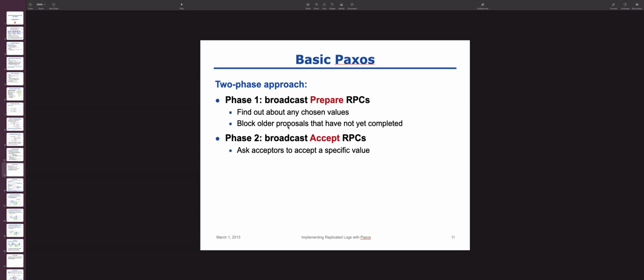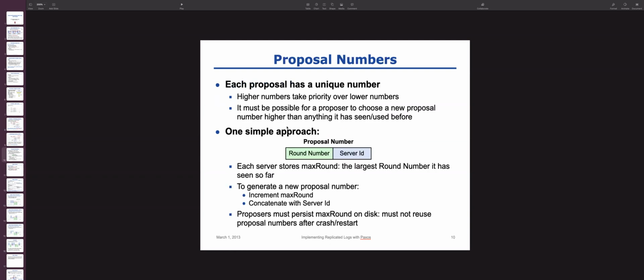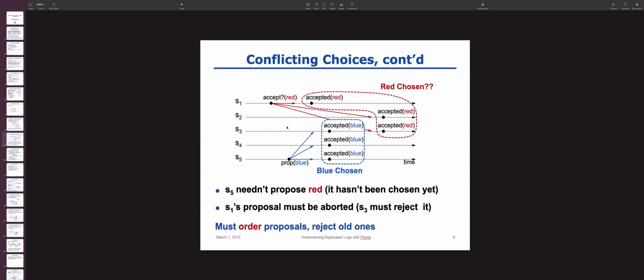Are chosen and accepted the same? Do they mean the same thing? No, chosen means there is a consensus in the module, so that value is chosen. When we say accept, we are trying to tell them to accept this value. They may accept or they may not. But in previous diagrams they were accepted. So chosen and accepted are the same, right? Yes, in that way it is the same.